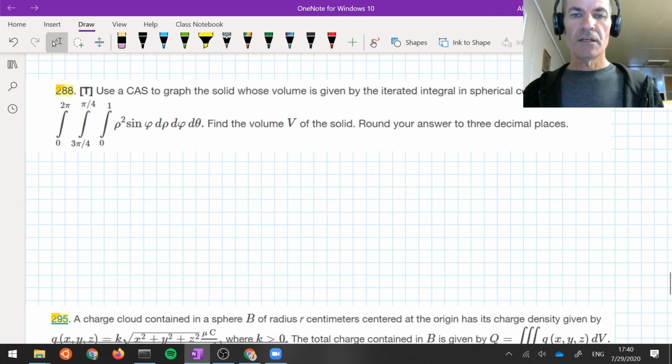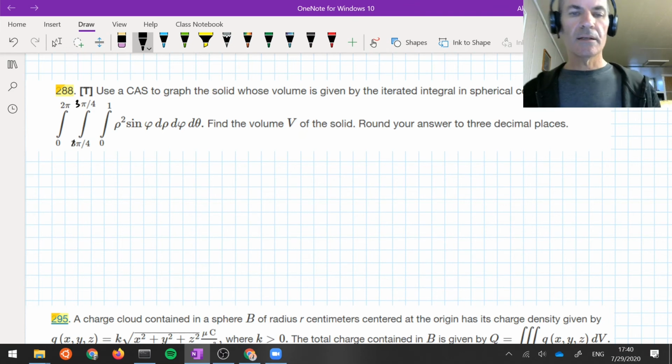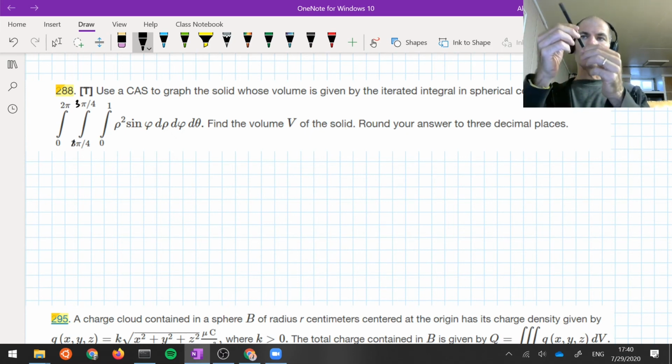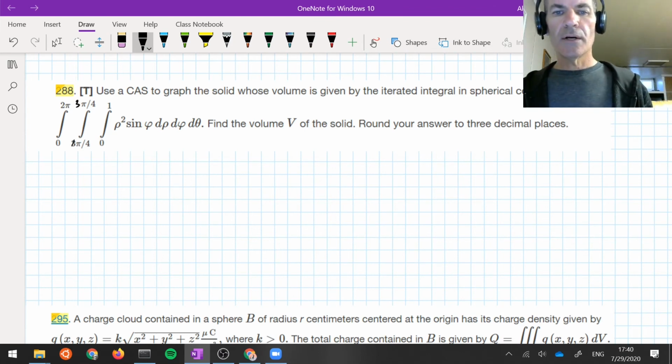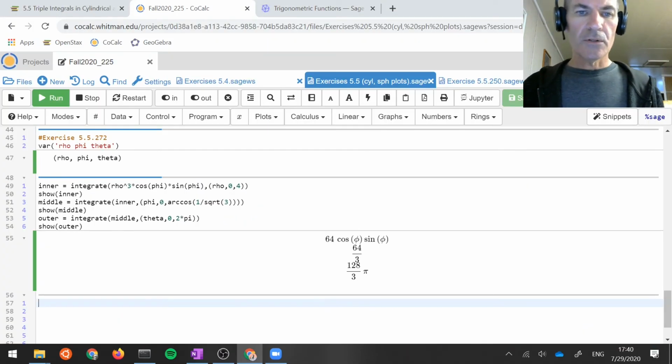Rho d phi d theta, rho goes from 0 to 1, phi goes from 3 pi to pi over 4. That's a typo. In fact, I've already informed the authors of this. That 3 should be up here and gone down there, because remember, we always want our limits of integration to be increasing. So phi starts at pi over 4 and ends at 3 pi over 4. That's increasing. And then finally theta goes from 0 to 2 pi. Let's see what that looks like in spherical coordinates.